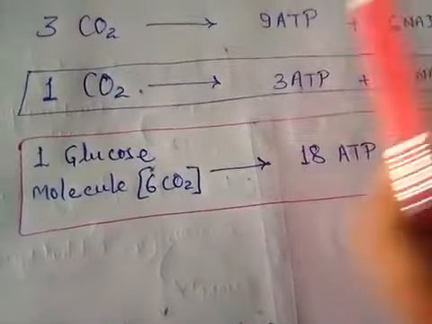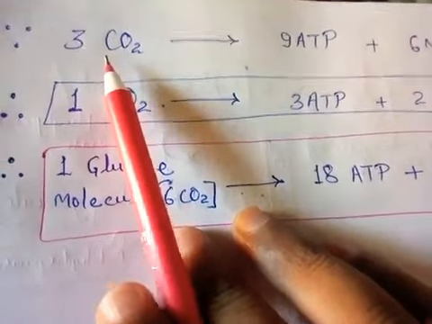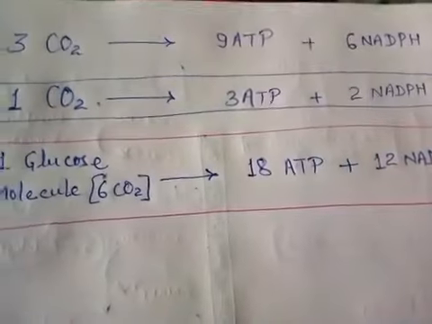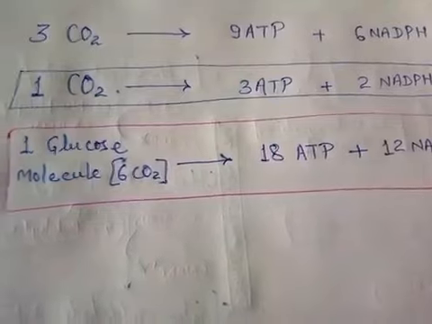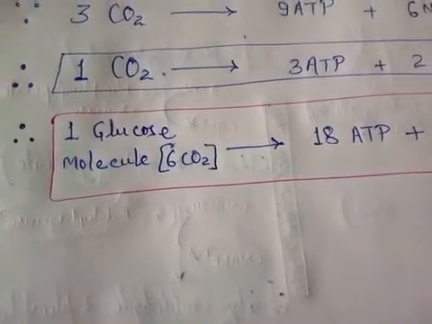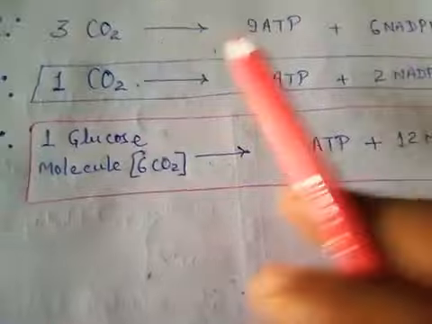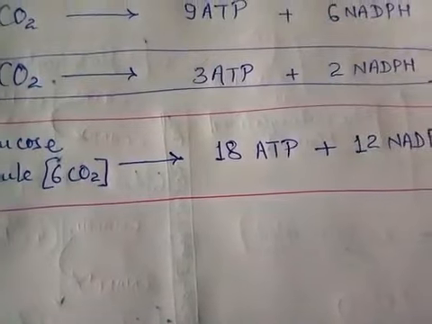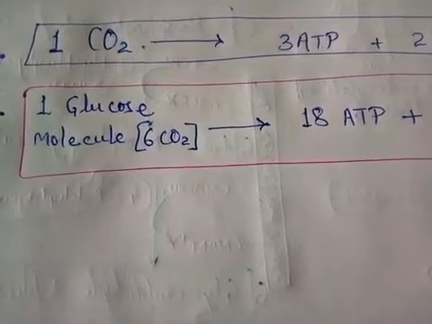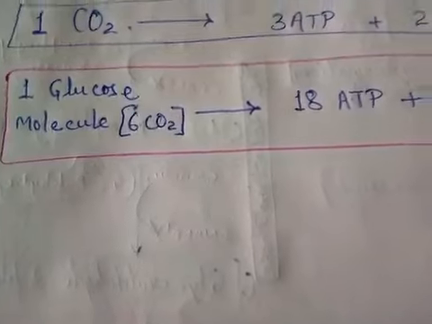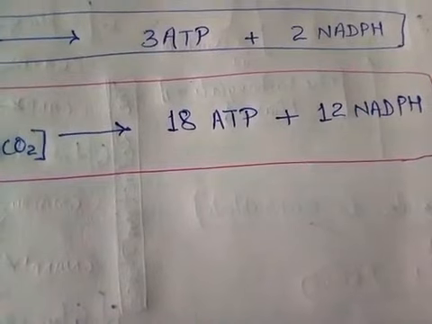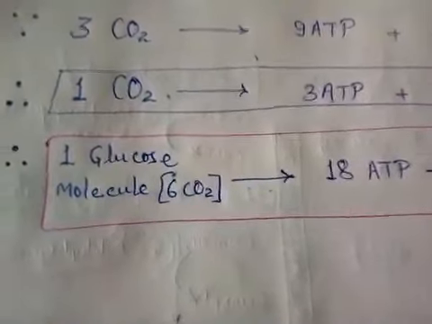of 3 ATP. Therefore, when 3 molecules of CO2 are accepted by RuBP, 9 ATP plus 6 NADPH are utilized. Therefore, 1 molecule of CO2 has an expense of 3 ATP and 2 NADPH, and for 1 glucose molecule, that is 6 CO2 required, 18 ATP and 12 NADPH are required. So this is the energetics which is involved in the Calvin cycle.